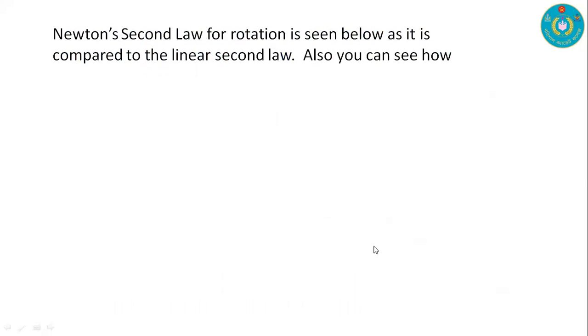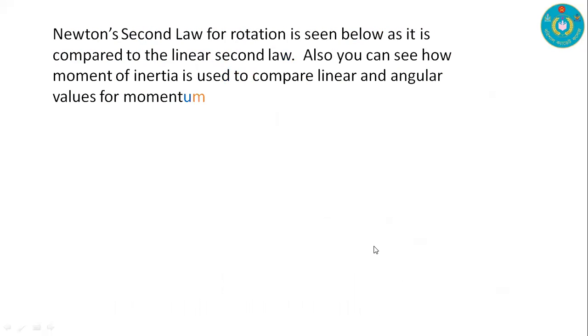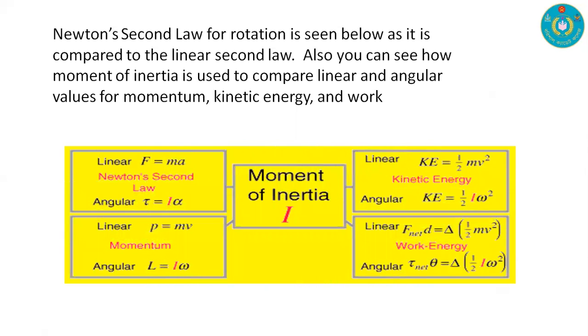Newton's second law for rotation is seen below as it is compared to the linear second law. Also, you can see how moment of inertia is used to compare linear and angular values of momentum, kinetic energy, and work. For the linear term, we have the equation F is equal to ma. For the angular term, we have the equation torque is equal to I alpha. And this is the equation for momentum, this is the equation for kinetic energy, and this is the equation for work energy.